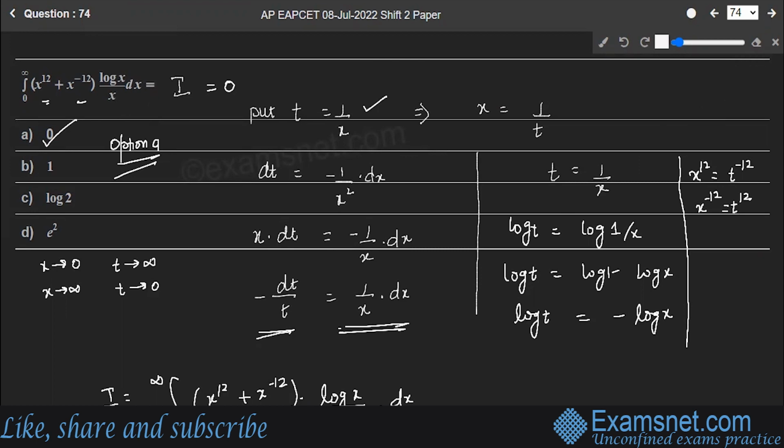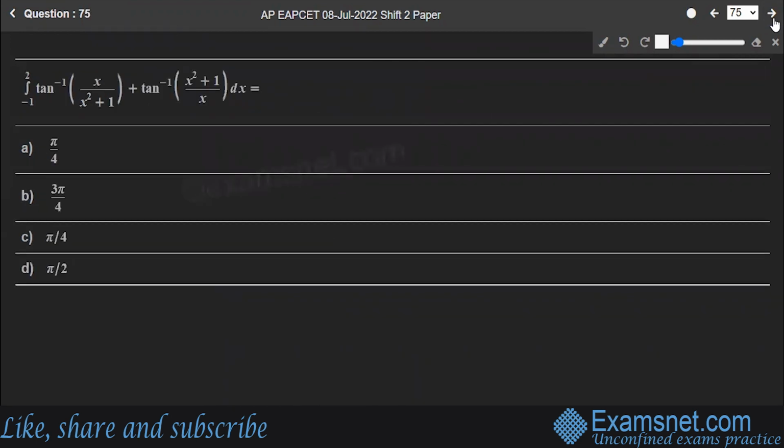Hope you're clear. Next is question number 75. We have lots of integral problems, and one more integral problem before us. Let's write it down. You have the integral from minus 1 to 2 of tan inverse of this plus tan inverse of this dx, equal to what? All right. So let's start. There's a slight modification. Here it is supposed to be 1, not minus 1. Originally in the question paper, it is 1 only.